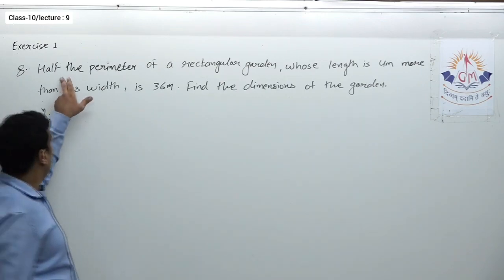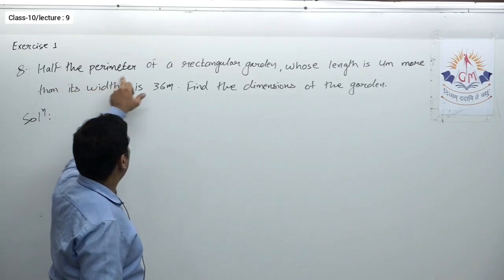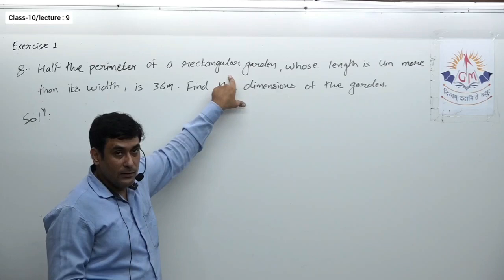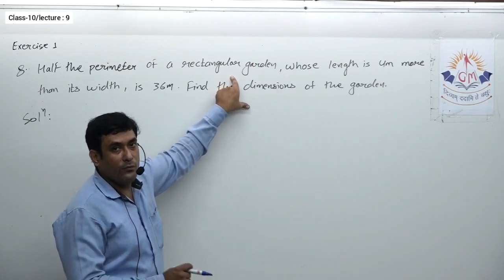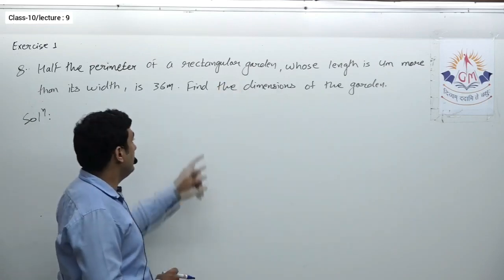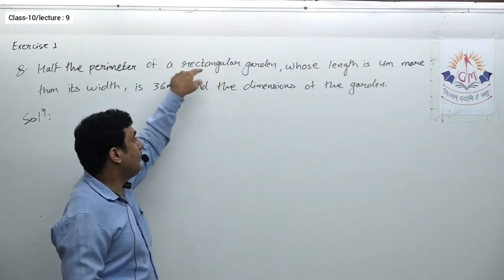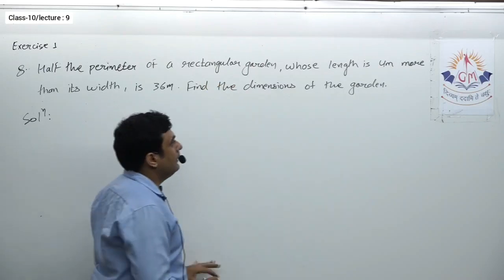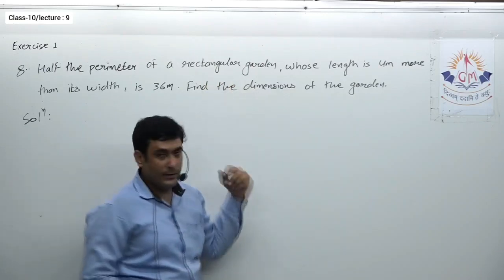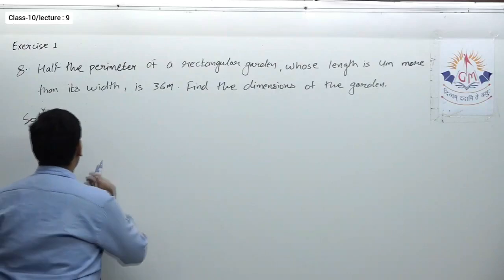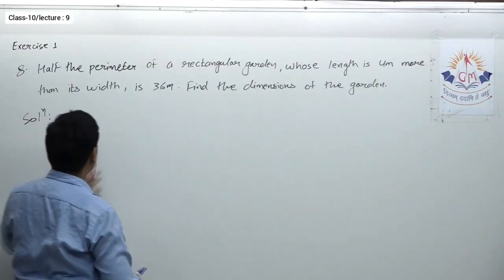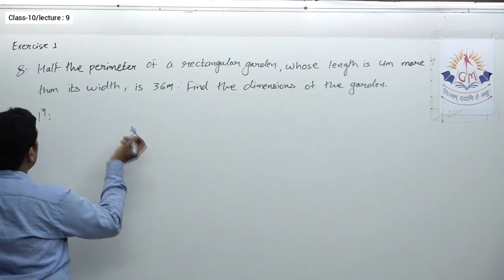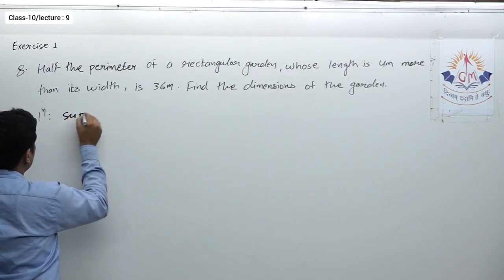Okay, so here they are asking half the perimeter of the rectangular garden. So first of all, you must know the formula to find the perimeter of a rectangle. As it's a rectangle, it is a two-dimensional figure. So there are two things, that is length and width. So first of all, we'll assume what length is and what width is.